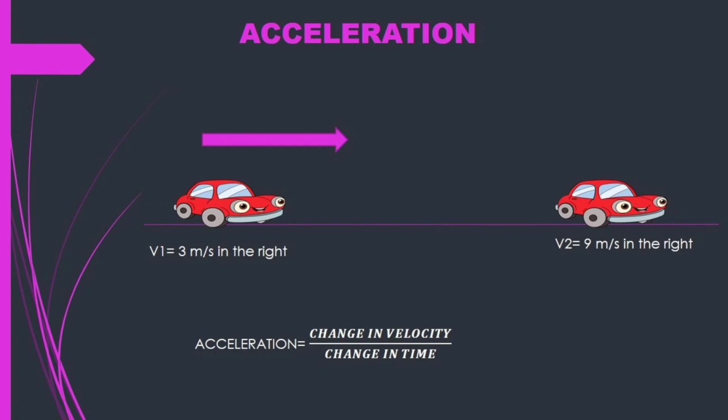Now, let us understand what is acceleration. Here, car is traveling at the velocity of 3 meters per second and, after some time, car is traveling at the velocity of 9 meters per second. Let's say the time taken to achieve this velocity difference is 3 seconds. The velocity of the car has changed. Acceleration is defined as the change in velocity over time.